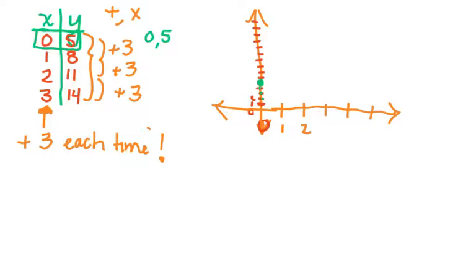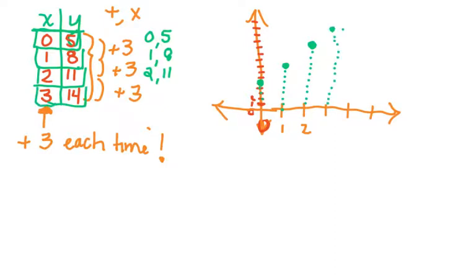My next point is 1, 8. So I'm going to go to the 1 right here, and I'm going to go up to 8. I went to 1 on the X, and then I counted up 8 dots. Notice I made little dots and then I made a big dot. That's where the 8 sits. I'm going to do the same thing with 2 and 11. You can see that I went to the 2 and then I counted up 11. And the last one that I'm going to do is 3, 14. So you can see that I put my third dot there.